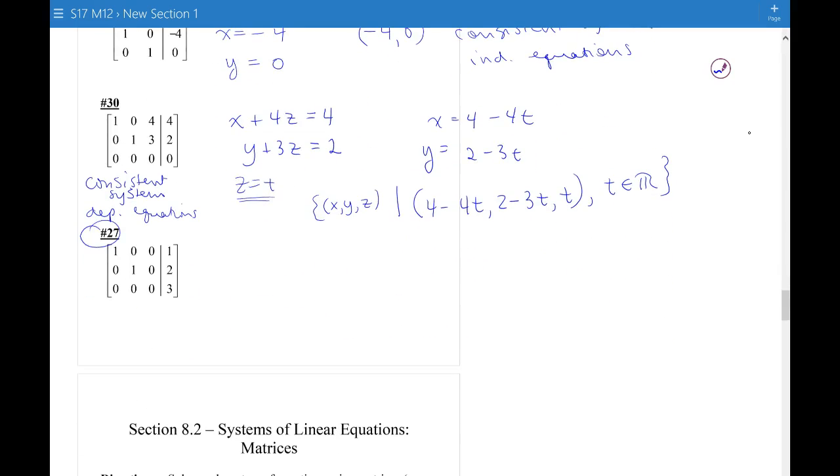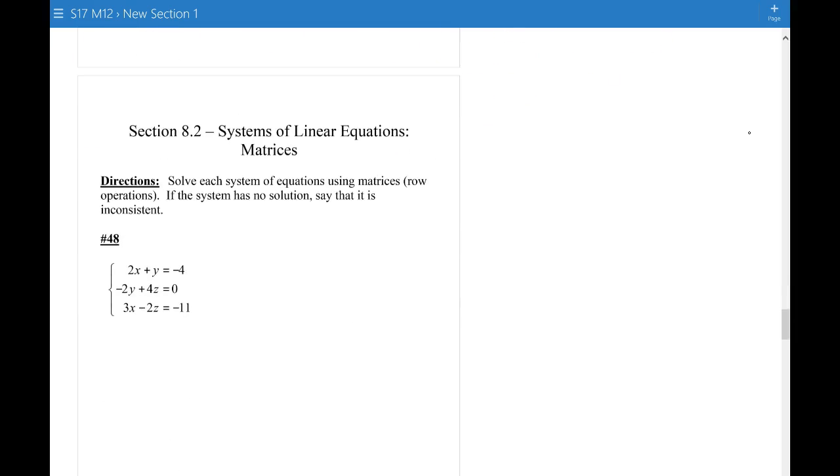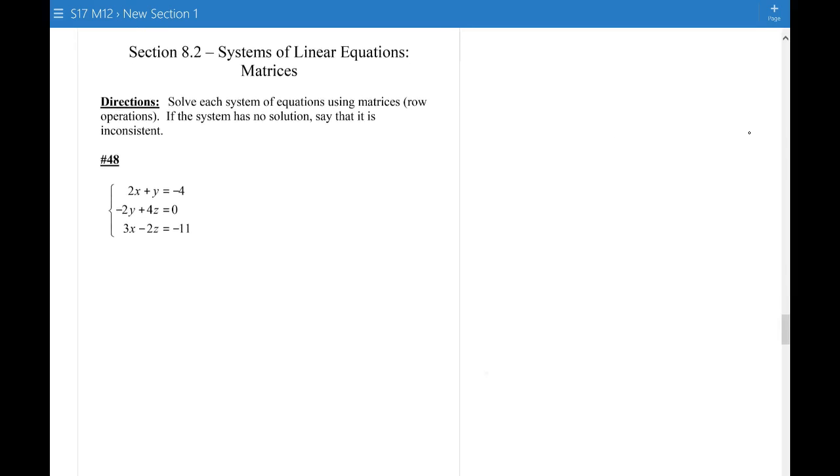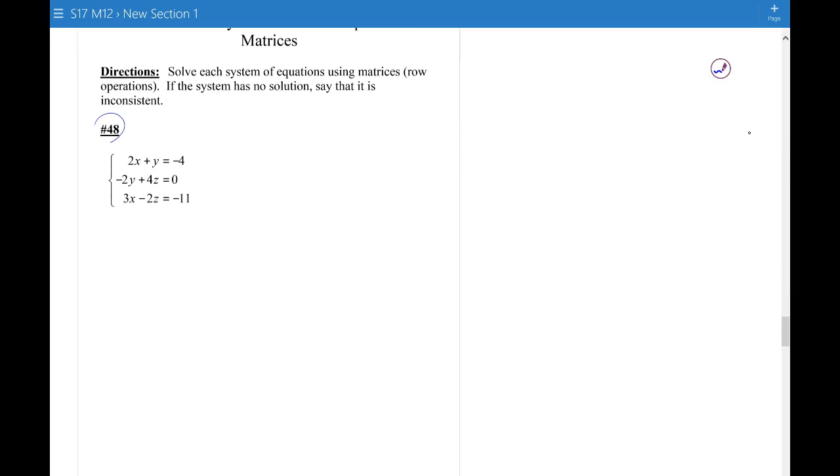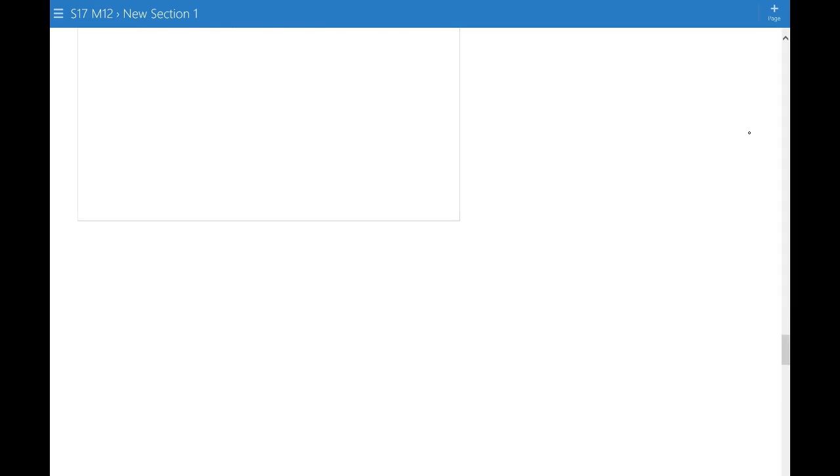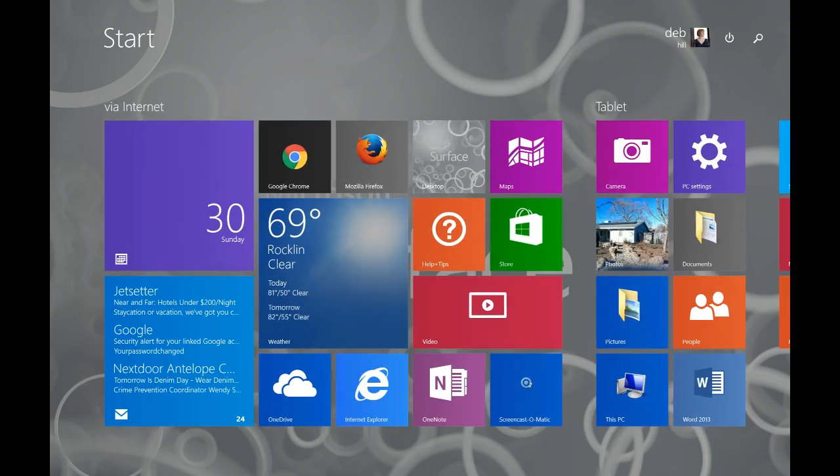Okay, and let's do number 27 in class together. So this last one says solve the system and just figure out what's going on. So again, we'll do this one together in class. And that's all we're doing in section 8.2.